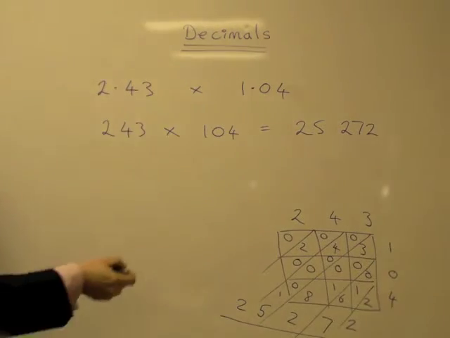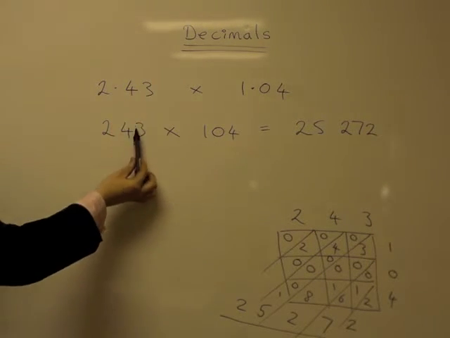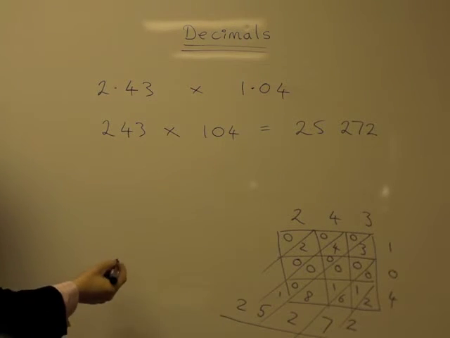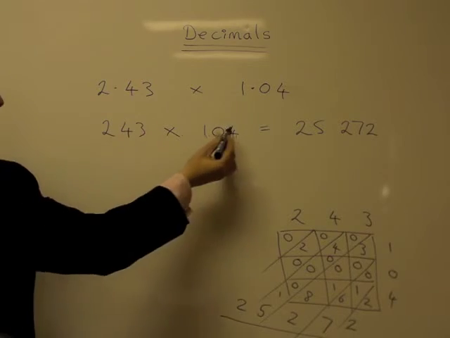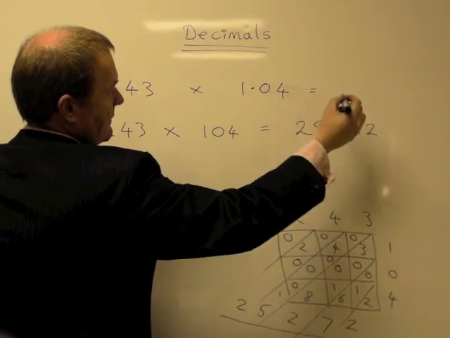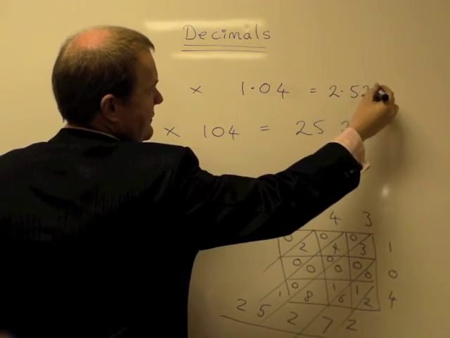25,272. I've scaled up by 100 here, so I'll move the decimal place 2. I've scaled up by 100 here, so decimal point gone up 2. So now I'm going to scale back 1, 2, 3, 4. 2.5272.